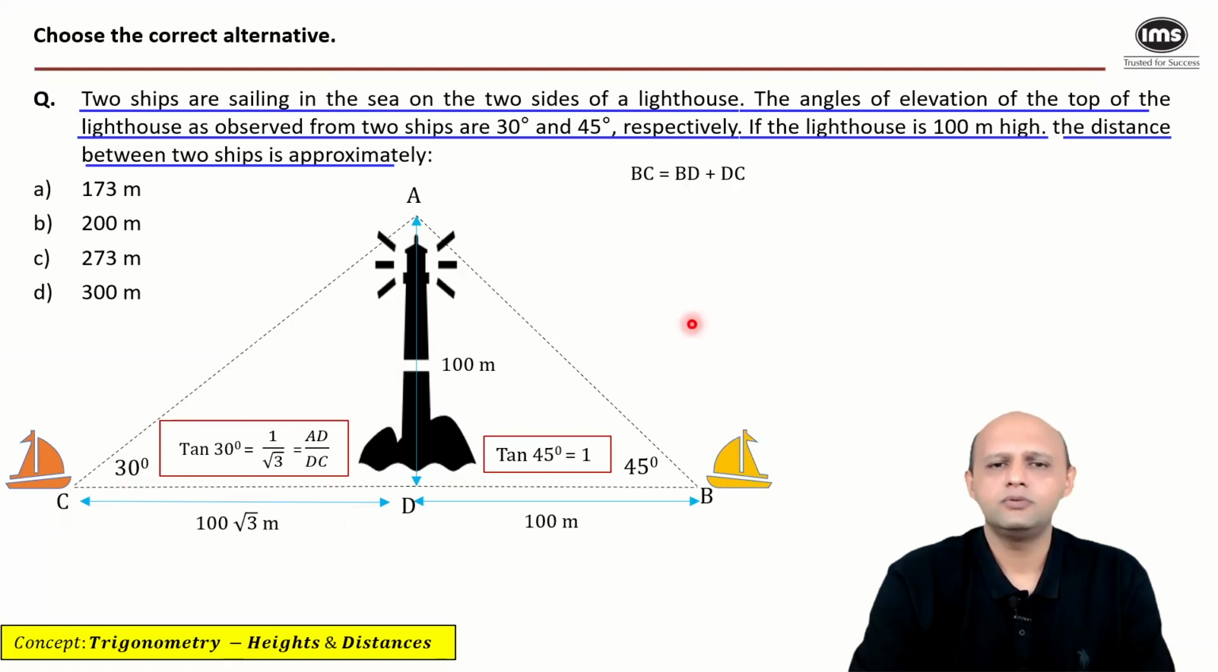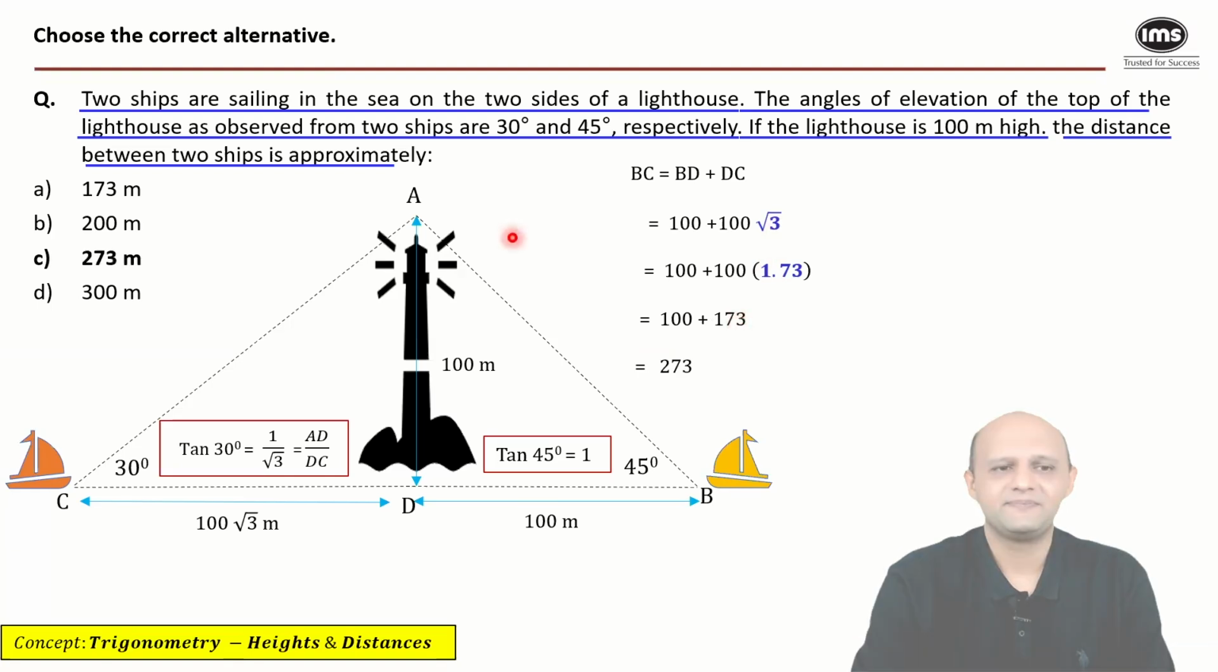Now, if you just add the two, you will get the required distance. BD plus DC is equal to the required distance. So therefore, 100 plus 100 root 3 would be the value. What is root 3? Root 3 is 1.73. So therefore, it essentially gives you 273, which is your answer, which is option C.